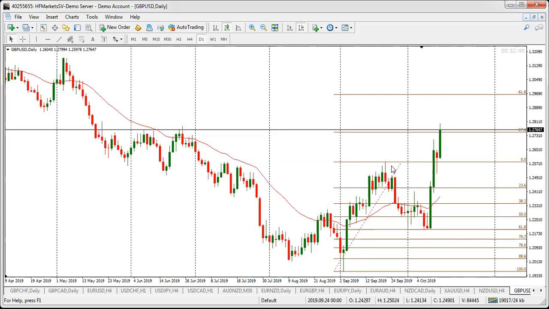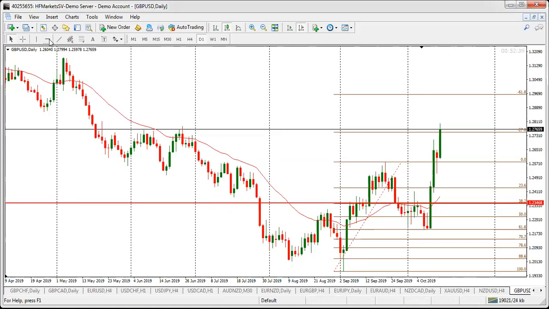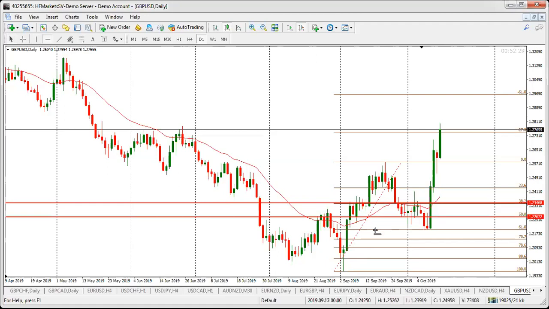Okay. So now that that is done, I mark my key levels. The most important key levels here are 13.2, 50, and 61.8.